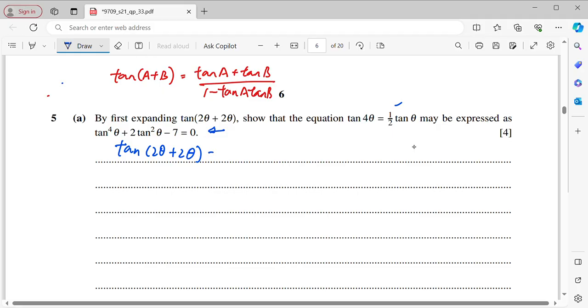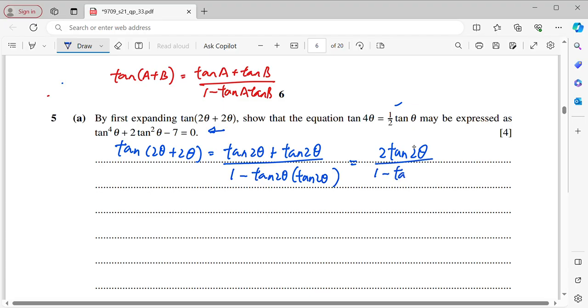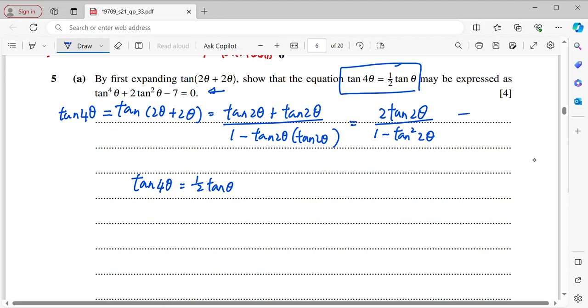2 theta. That means here is going to be tangent 2 theta plus tangent 2 theta over 1 minus tangent 2 theta multiplied with tangent 2 theta. So I can simplify this into 2 tangent 2 theta over 1 minus tangent squared 2 theta. And this is going to be tangent 4 theta. So now we start with this equation and replace the tangent 4 theta by this expression.